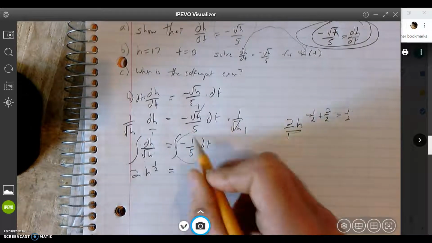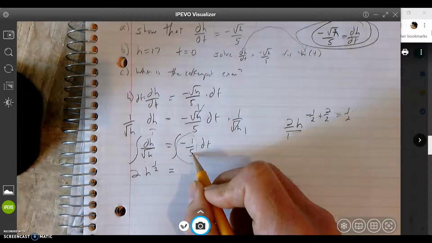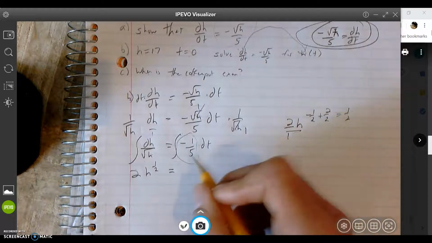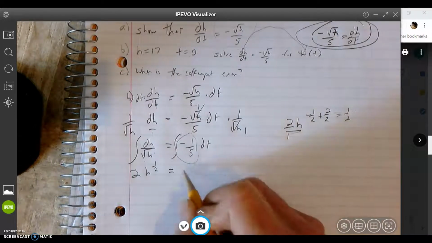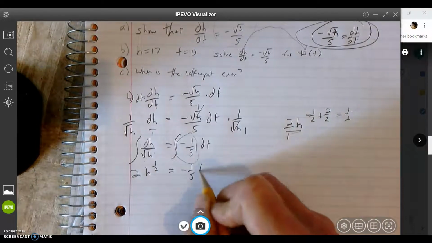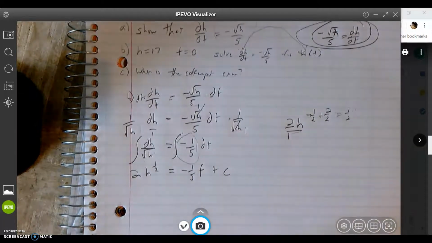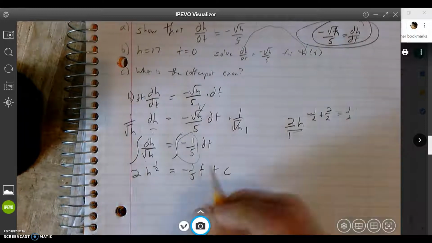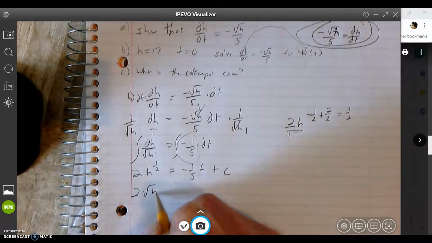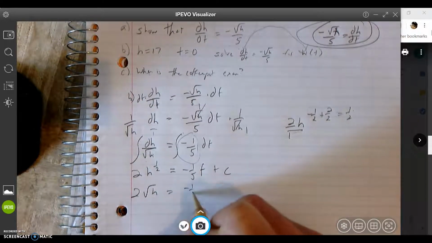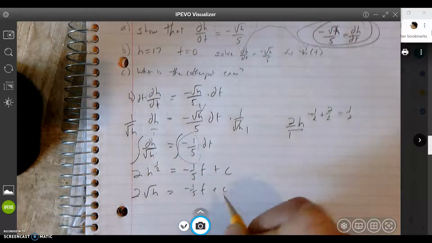Equals the antiderivative of a constant, antiderivative of 2 is 2t. The antiderivative of negative 1 over 5 is negative 1 over 5t. Plus what? Oh yeah, c. Plus c. Don't forget that, the constant. So I have 2 radical h equals negative 1/5 t plus c.